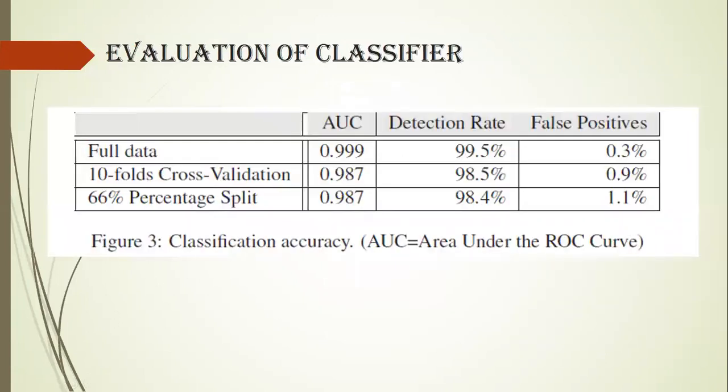They also introduced some metrics. Considering the full data, in the area under curve they got 0.99, and for 10-fold cross validation 98%. For the 66% percentage split, they got 98%. They also considered the false positives, like 0.3, 0.9, 1.1.